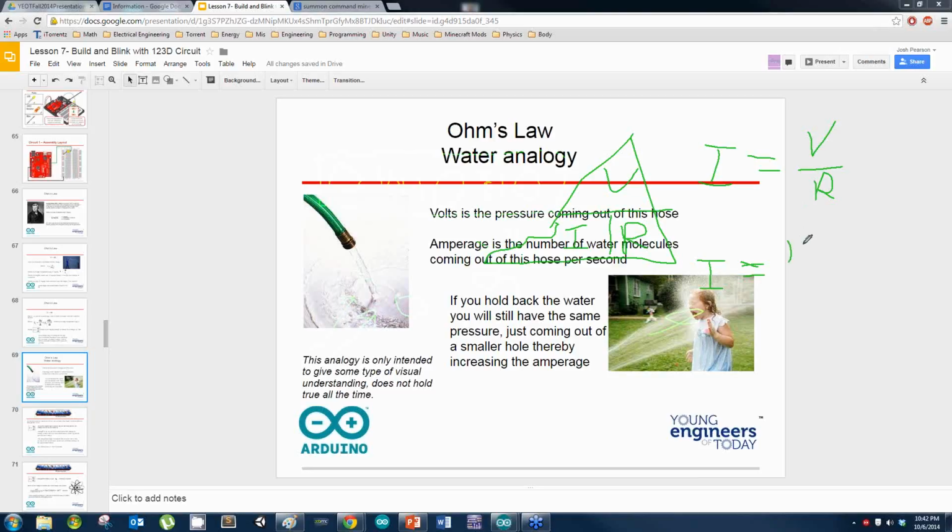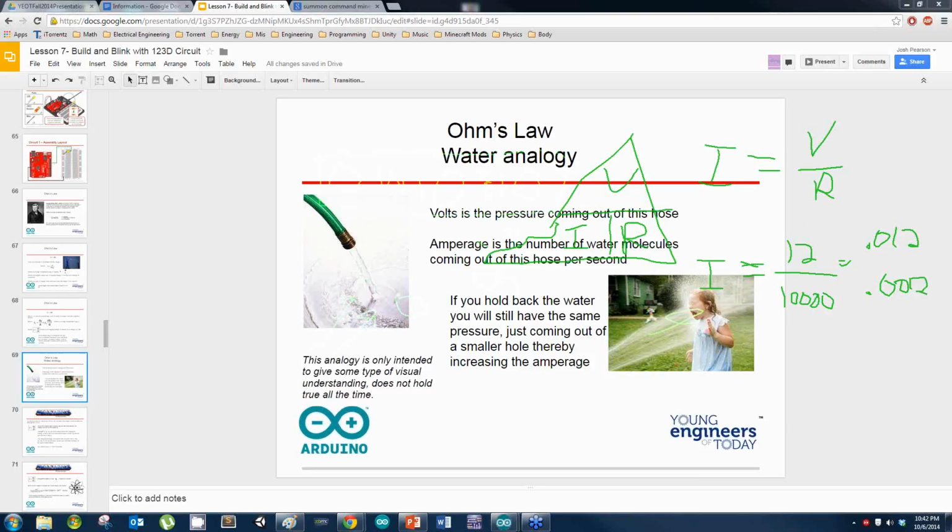So if V was 12 and this is 1,000, that's going to be 0.012, which is 12 milliamps. However, if I add another zero to it, it becomes 0.0012.